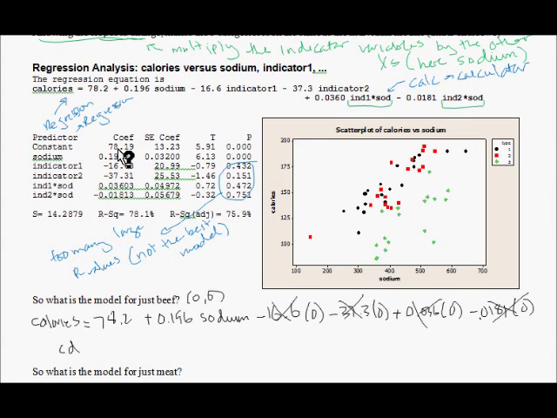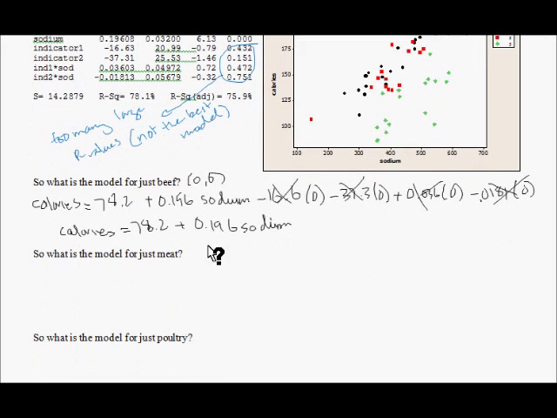And all we have is calories. Let's get a pen back. Okay. So calories is 78.2 plus 0.196 times sodium. Now the next one. Okay, so next we're going to look at the model for meat.